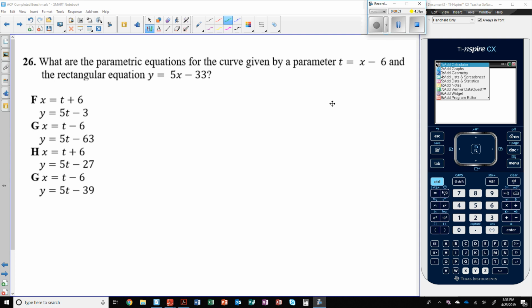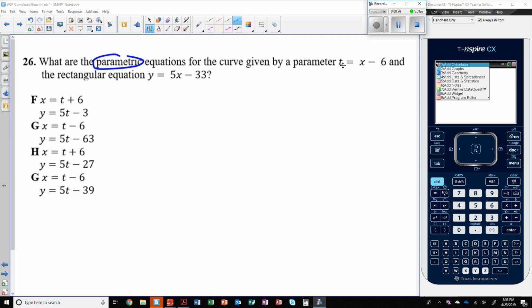Number 26. What are the parametric equations for the curve given by the parameter t equals x minus 6 and the rectangular equation y equals 5x minus 33? Well, first, since it's asking for parametric equations, the values are going to have an x and y equation with a parameter of t, which represents time most often. So we're going to have two equations.